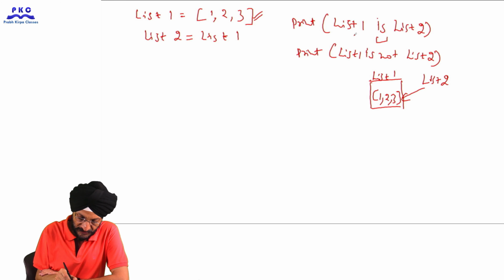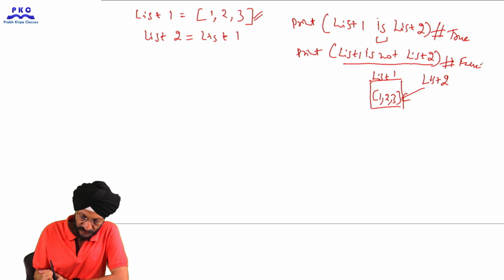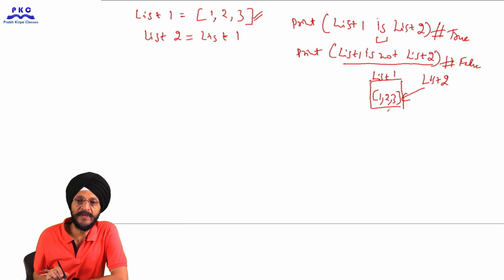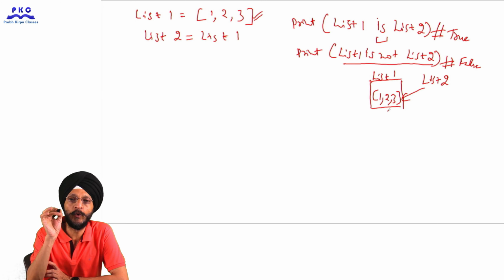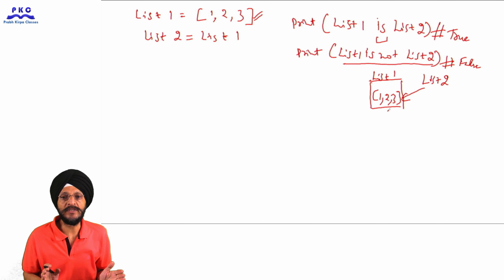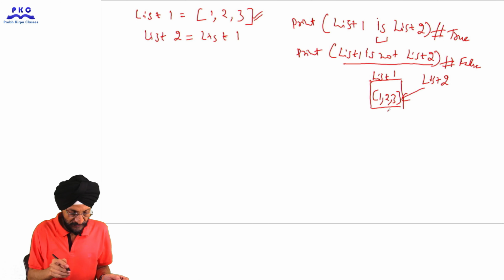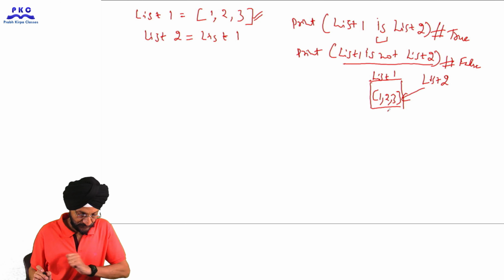So when we say print list 1 is list 2, the answer will be true. If we say list 1 is not list 2, the output will be false, because the memory location is the same in case of list 1 and list 2. As already told, we can get to know the memory location by using the print function, then id, and in between list 1 and list 2.